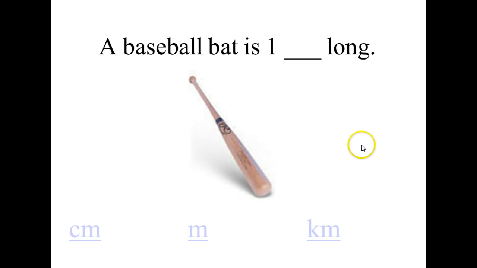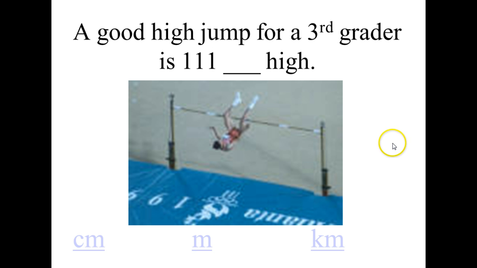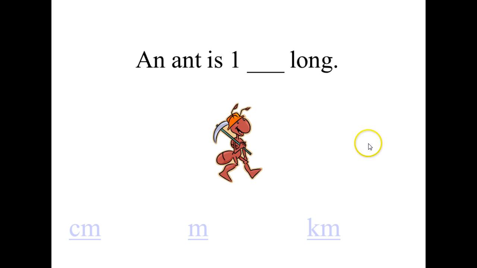A baseball bat is about 1 blank long, meter. A good high jump for a third grader is 111 of these high. So I'm going to be stacking 111 of whatever you think high. Could the guy jump over 111 meter sticks stacked on end? I don't think so. And kilometers would be bigger, so it must be 111 centimeters.